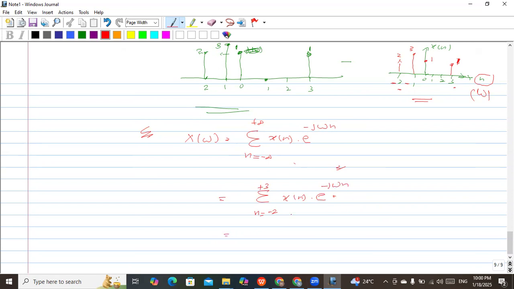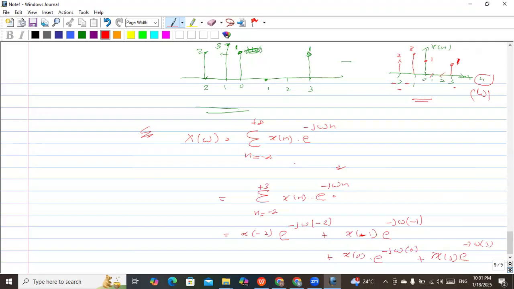Okay, so very easily if I expand this, plus x minus 2 e to the power minus j omega n is minus 2 again, plus x minus 1 e to the power minus j omega minus 1, plus x0 e to the power minus j omega 0, plus. Okay, and you can see that 1, 2 are 0. So this will be 0, 1 and 2 will be 0, and again x3 will be 1 e to the power minus j omega 3 in this 3.